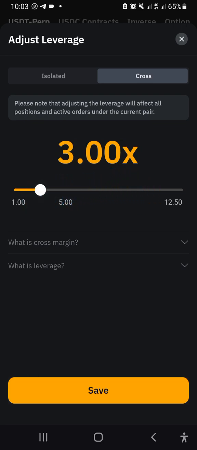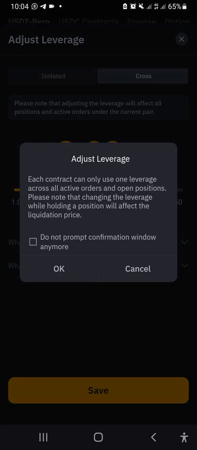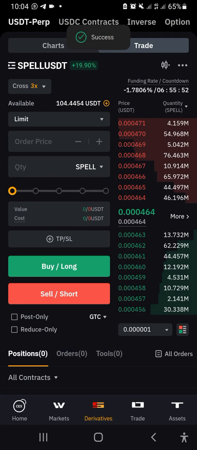So I'm going to lower it. For me, I use 3x. That's what I use. For you, you can use 2x. Please don't use more than 2x or 3x. It's for your own safety. Also, I don't use isolated, I use cross. So I'm going to save this now. Click on OK. So I usually use cross.